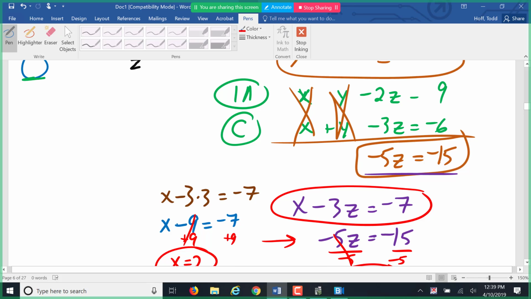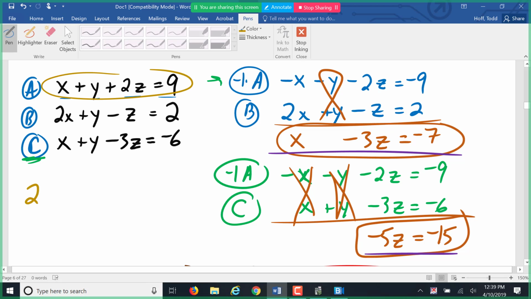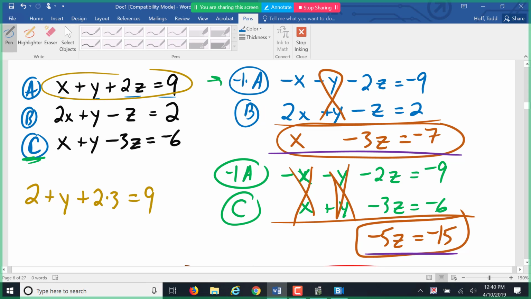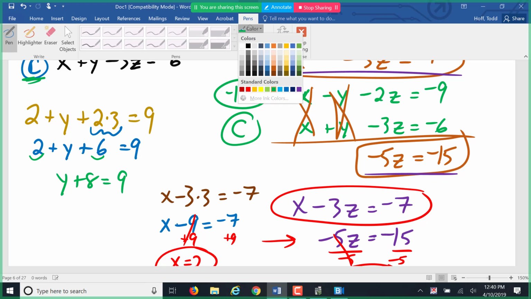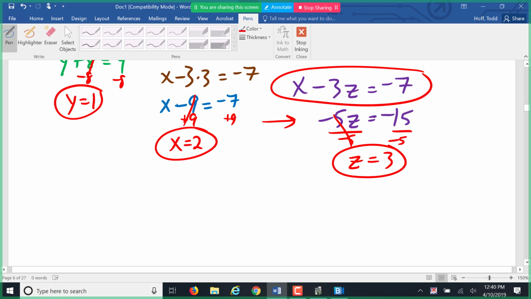Now we go back up to one of the original equations to find y. I'll just use the top one. So x is 2 plus y plus 2z becomes 2 times 3 equals 9. 2 times 3 is 6. So 2 plus y plus 6 equals 9. We continue to combine. 2 and 6 makes 8, so y plus 8 equals 9. And finally, we solve for y by subtracting 8. y equals 1. So our ordered triple, trio, x is 2, y is 1, z is 3. Any questions on that?